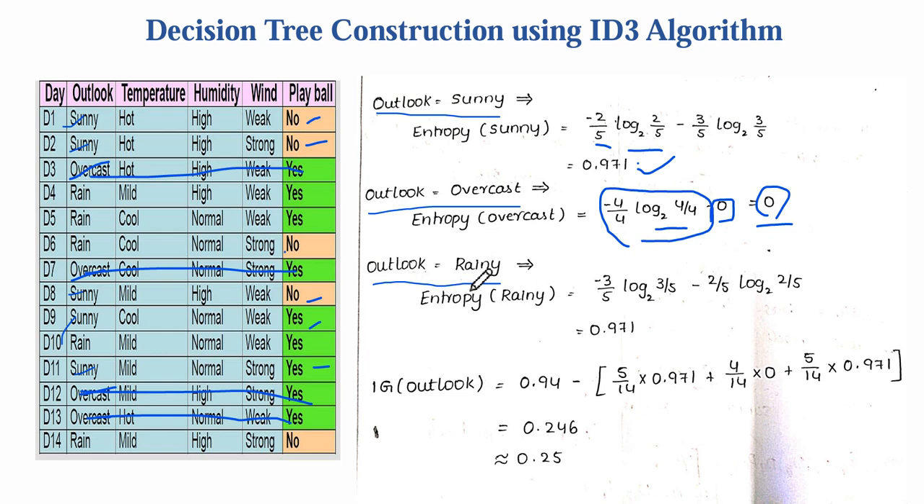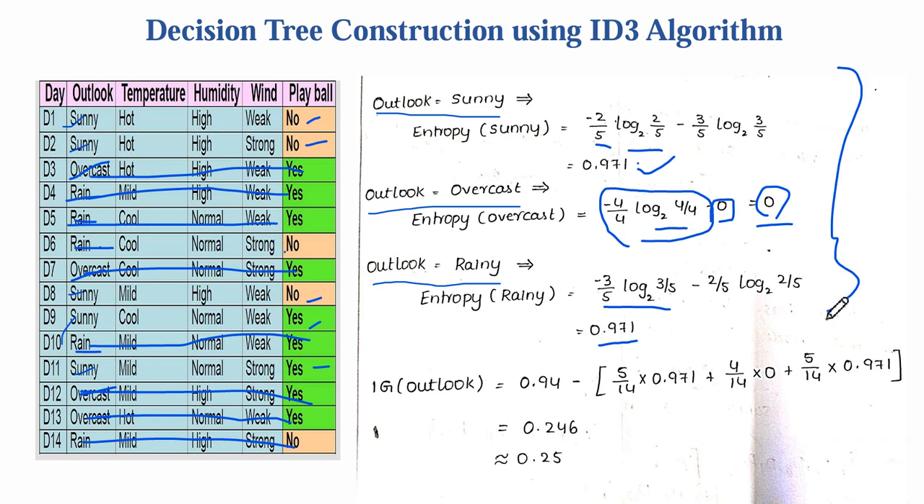Next, coming back to outlook equal to rainy. Rainy class: 1, 2, 3, 4, 5, total 5 records. Out of 5 records, rainy yes, rainy no, and again rainy yes. So we have 3 yes records and 2 no records. That's why minus 3 by 5 log 3 by 5 minus 2 by 5 log 2 by 5. Its value is 0.971.